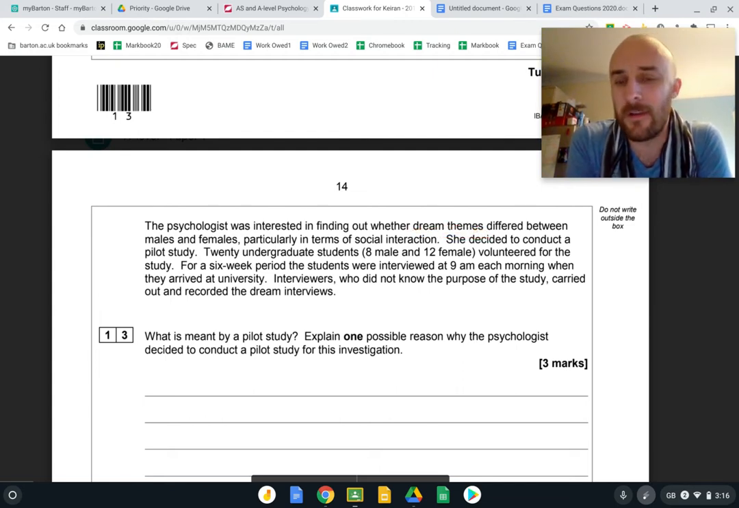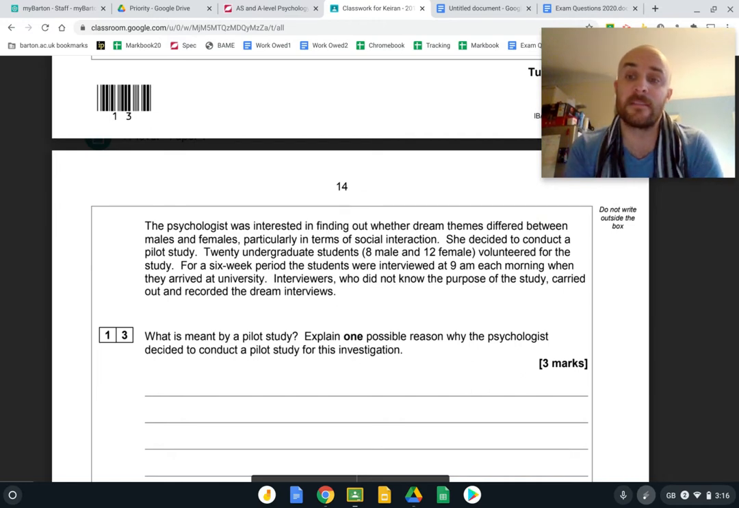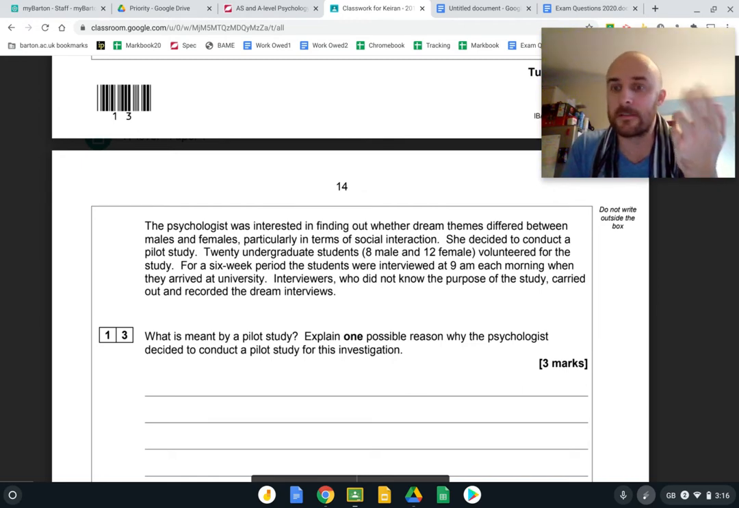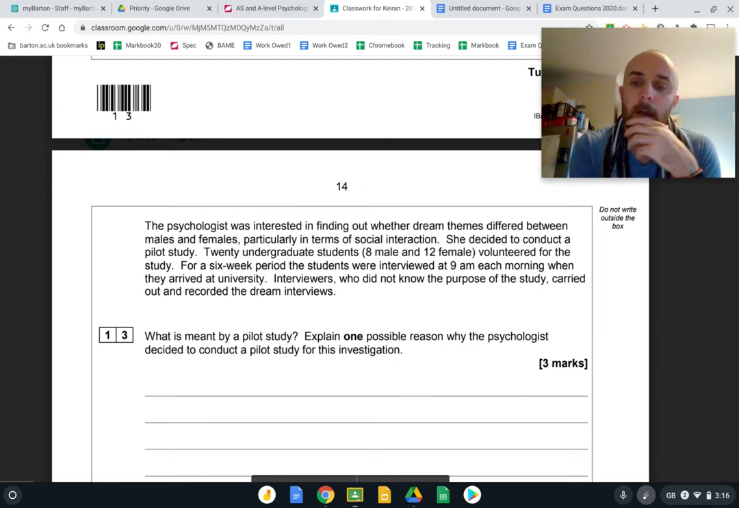So, dream themes. Okay, dream themes differed. It's an experiment because they're looking to see if there is a significant difference, probably, between males and females. She decided to conduct a pilot study. Again, why have they put that? They're obviously going to ask questions about it.